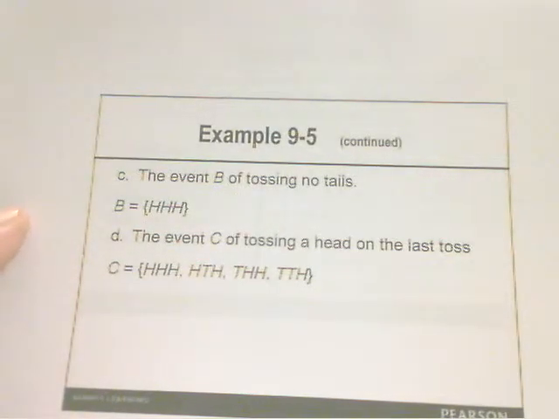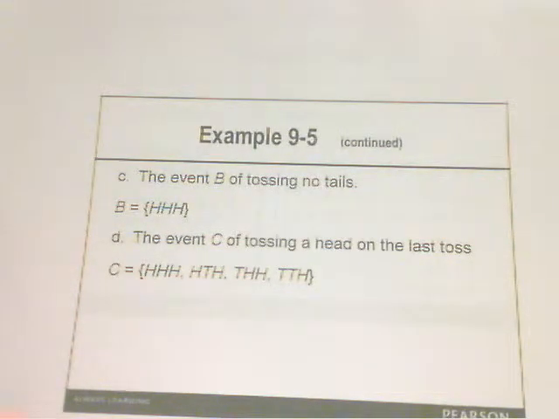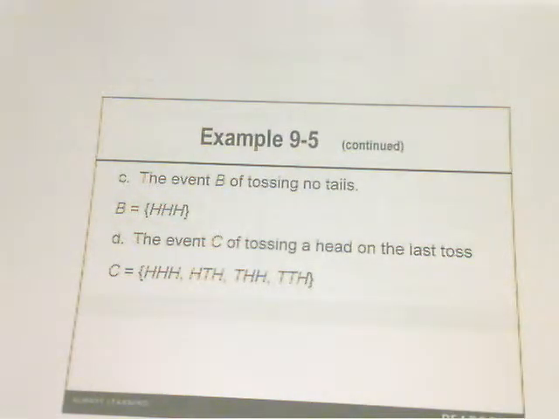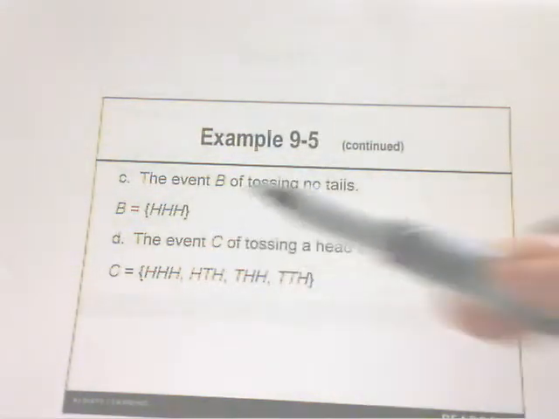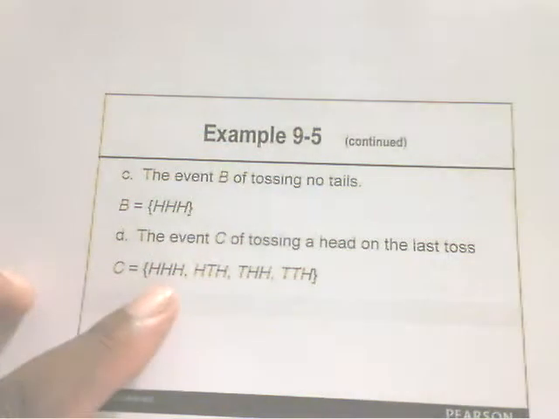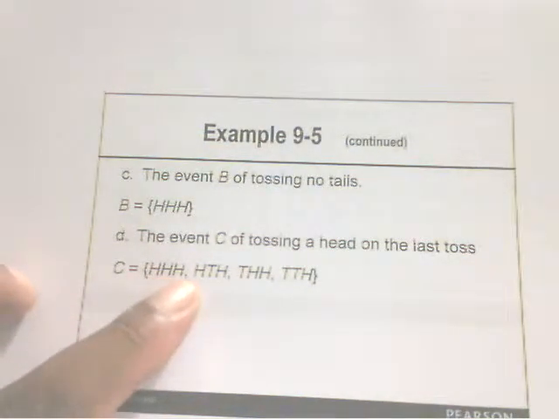And part C, the event B of tossing no tails. Well, they all have to be heads, so that's only one event that can happen. Heads, heads, and heads. H, H, H. And then event C of tossing a head on the last toss. Okay? Has to be heads on the last toss, so heads, heads, and heads would work.